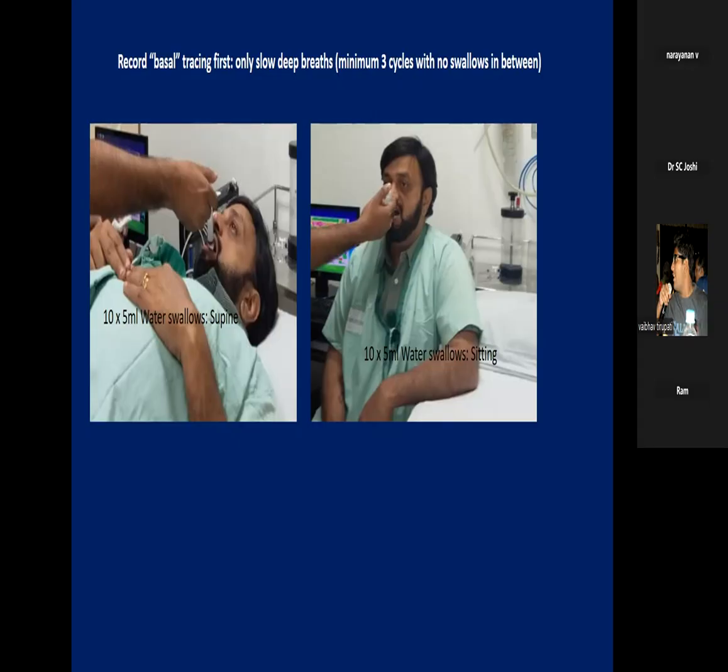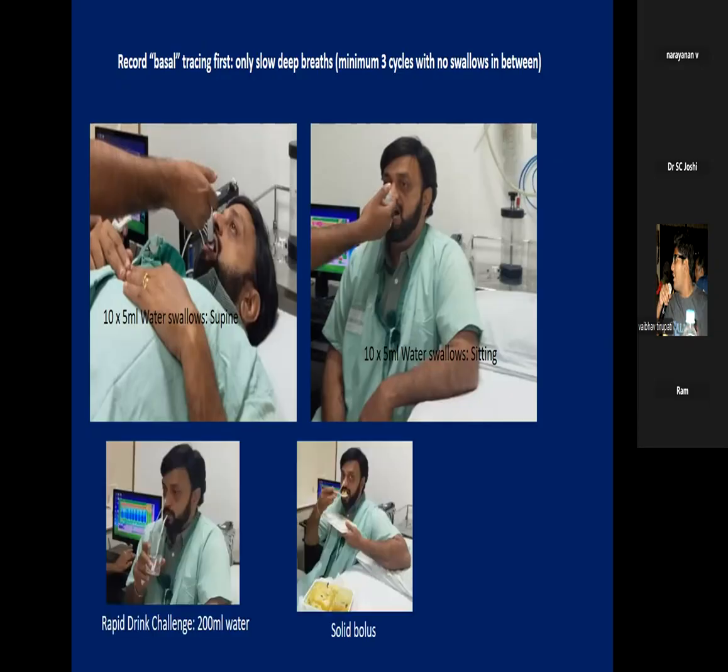And in addition to these things, we have to do the rapid drink challenge, always done sitting, not in lying posture. And sometimes in some patients, you need to do solid bolus. Of course, not to forget the multiple rapid swallow challenge or MRS. So these are the things to do during a procedure.